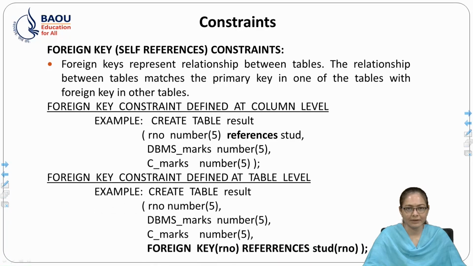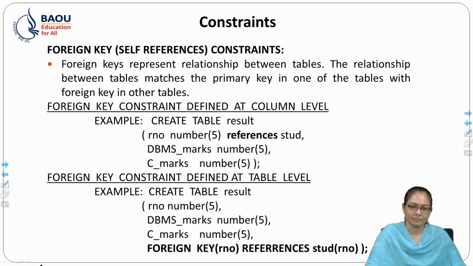Now, the foreign key constraint defined at the table level means after the table columns are created, then we declare the foreign key. For example, create table result in the bracket roll number, size 5, comma, DBMS marks, data type is number and in the bracket size is 5. Then C marks column, data type is number and in the bracket size is 5, comma. After all the columns are declared, after that the foreign key is defined.